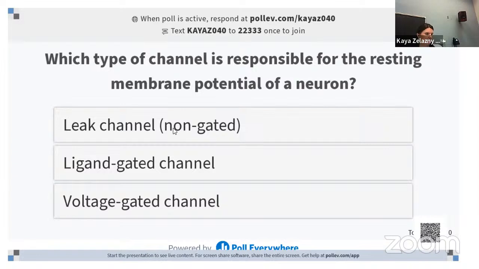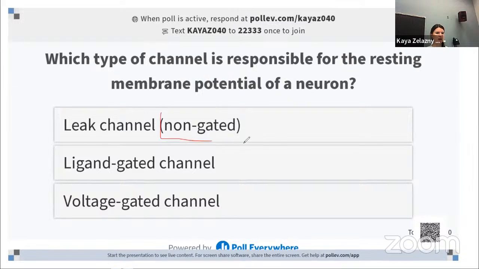I'll just tell you the answer to this one because we have not gotten to these other two types of channels, but the channels we've been talking about, right? We haven't talked about any gates at all, right? So they're going to be non-gated. So those are our leak channels. Those leak channels were the ones we were talking about in the body of the cell, the soma, that are setting up that membrane potential. And we're going to talk about two other types throughout this unit.